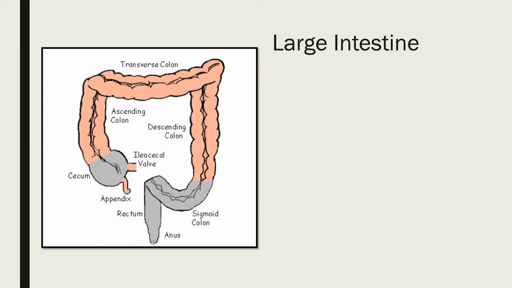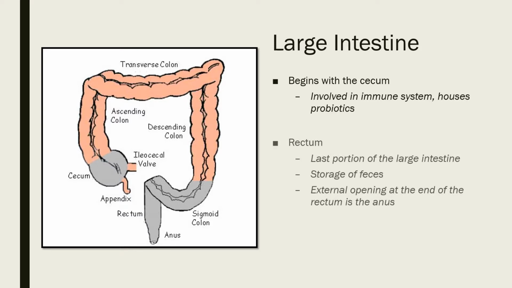Now, moving on to the large intestine, which is also sometimes known as the colon. The colon begins with the cecum, which is involved in the immune system because it houses probiotics, and probiotics are just good, helpful bacteria. The last portion of the large intestine is the rectum, and this is where feces storage occurs, and the external opening at the end of the rectum is the anus.